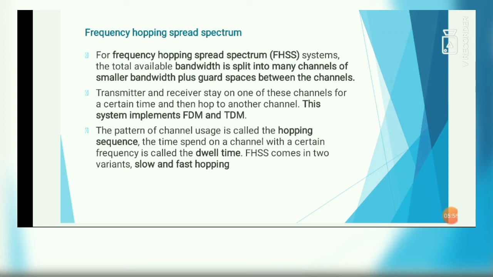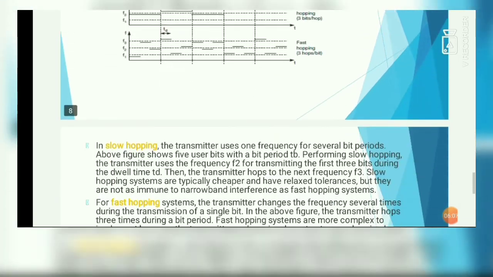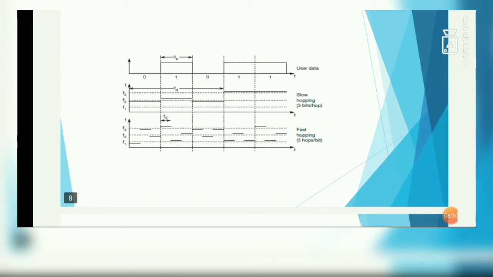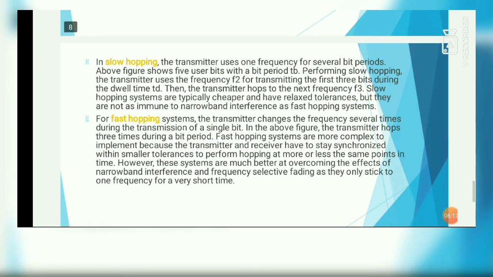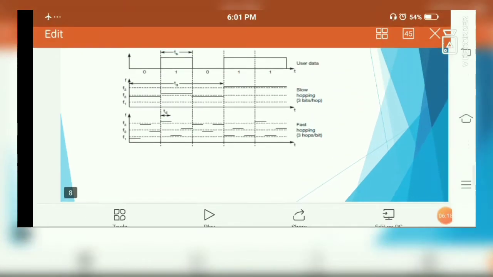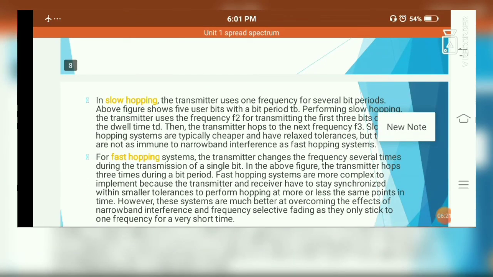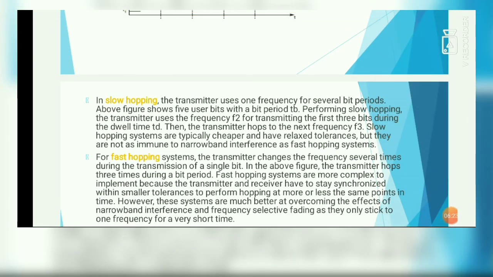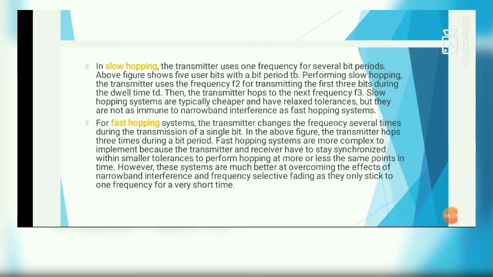Okay. So the pattern of channel usage is the hopping sequence. Frequency hop spread spectrum comes in two variants, that are slow hopping and fast hopping. This is the diagram given for slow hopping and fast hopping. Okay. So in slow hopping, the transmitter uses one frequency for several bit periods, and in the figure we show 5 user bits with the bit period TB. Performing slow hopping, the transmitter uses the frequency F2 for transmitting the first 3 bits during the dwell time TD. Then the transmitter hops to the next frequency F3.